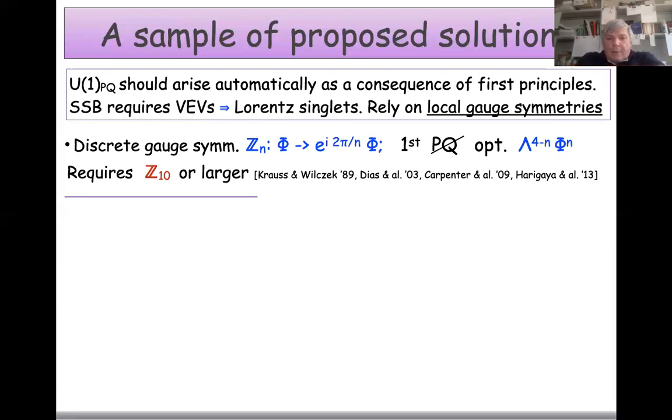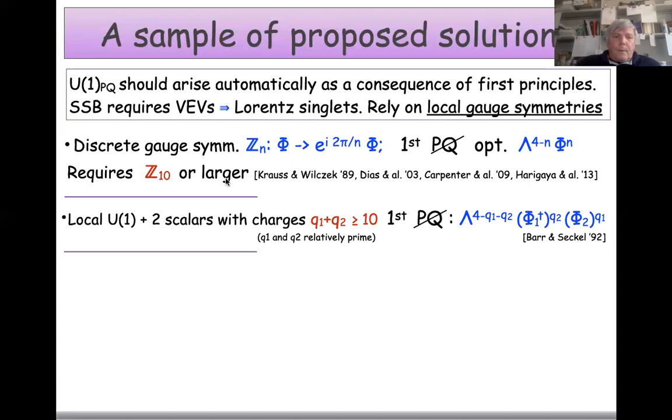This is by far not an exhaustive review, but I just mention that discrete gauge symmetries, which were introduced in model building by Krauss and Wilczek in 1989, have often been proposed as a solution. So you assign to the scalar field that hosts the axion a charge under a Z_n group. The first Peccei-Quinn violating operator can arise only at phi to the nth power, given that this is the group. This, of course, requires that n should be 10 or larger. So we need Z10 or a larger discrete group.